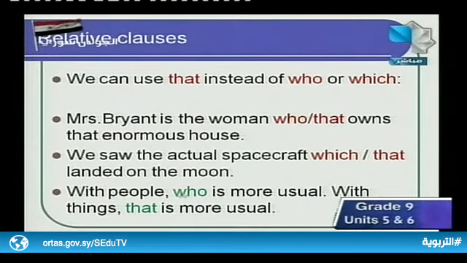With people, who is more usual. With things, that is more usual instead of which. We can use both sometimes, but actually we use who with people and that with things, because who is more usual with people. Good. But sometimes it is correct to use both of them.